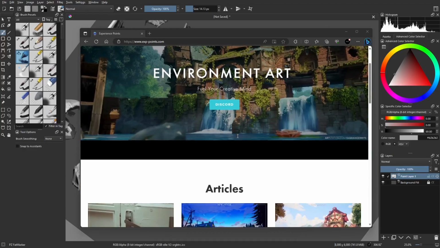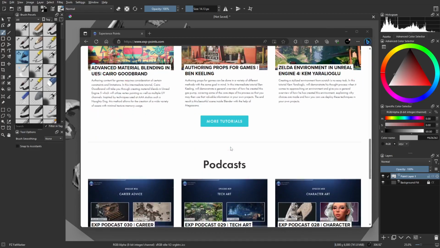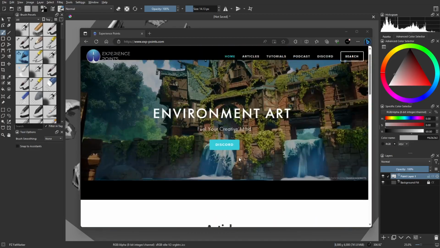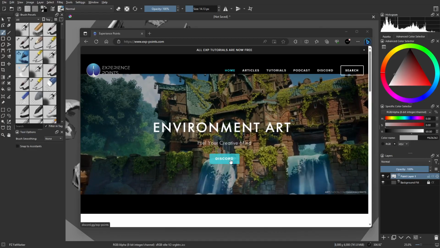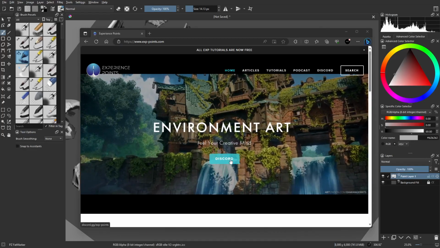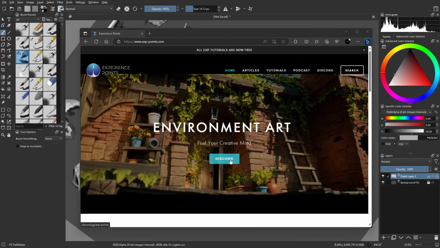But nonetheless, they have some cool stuff on here, like articles and a little podcast section. But also, they have a nice little Discord if you want to join that. There's a bunch of industry types over there talking about game art all day, among other things.